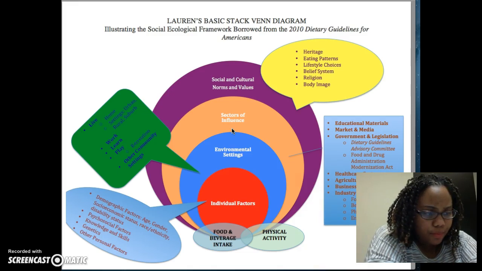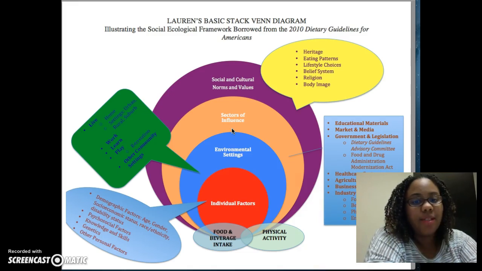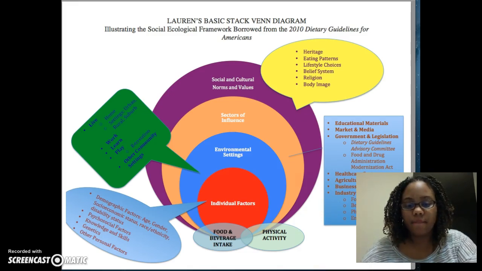And so this is my basic stacked Venn diagram to reflect that. Let's look at each section real quick.